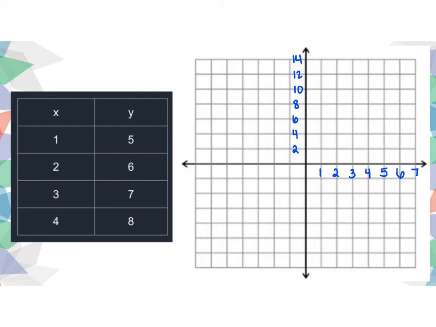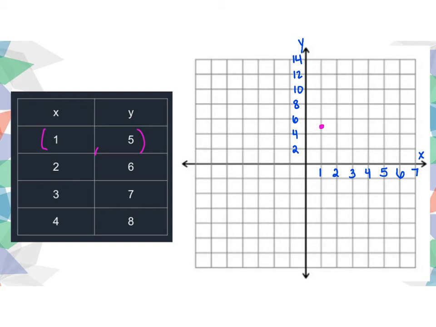So now that I have a scale for both my x-axis and my y-axis, I can start plotting these ordered pairs. So my first ordered pair is 1, 5. So I'm going to start at my point of origin, and I'm going to move over 1 to the right on the x-axis and then up 5. And 5 is going to be right between the 4 and the 6 in the middle.